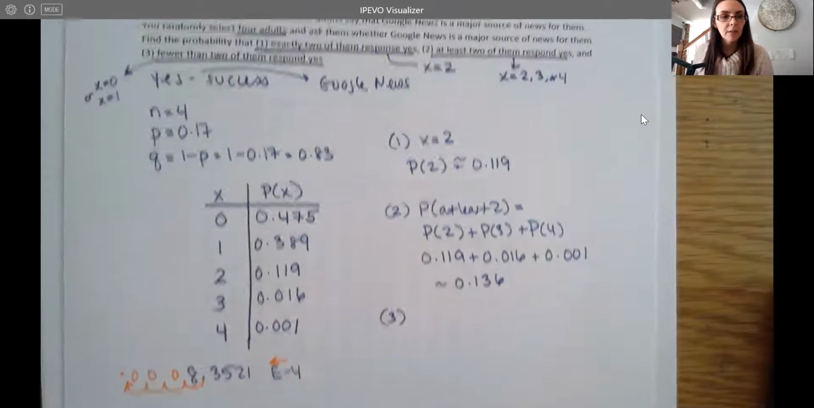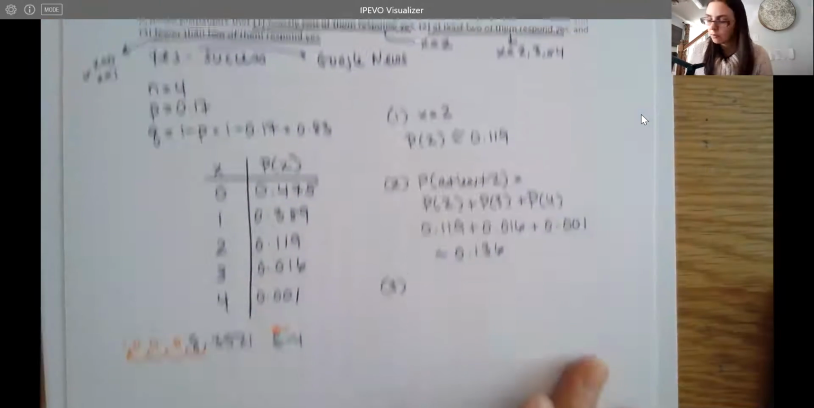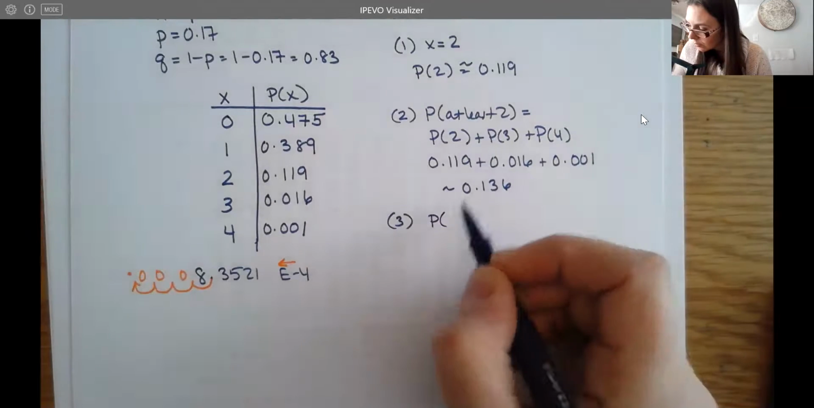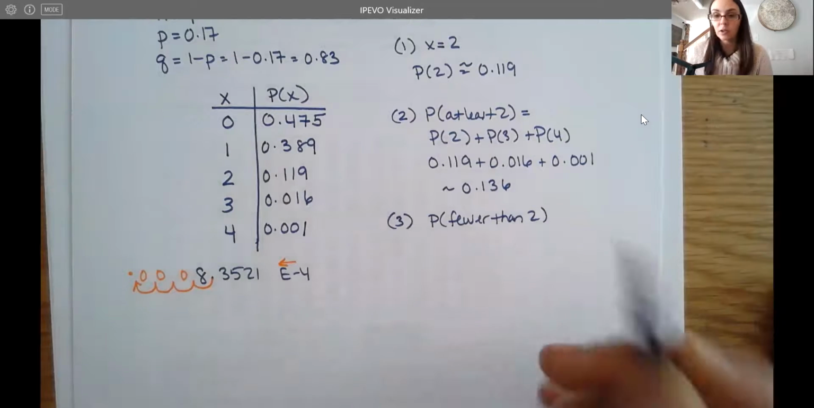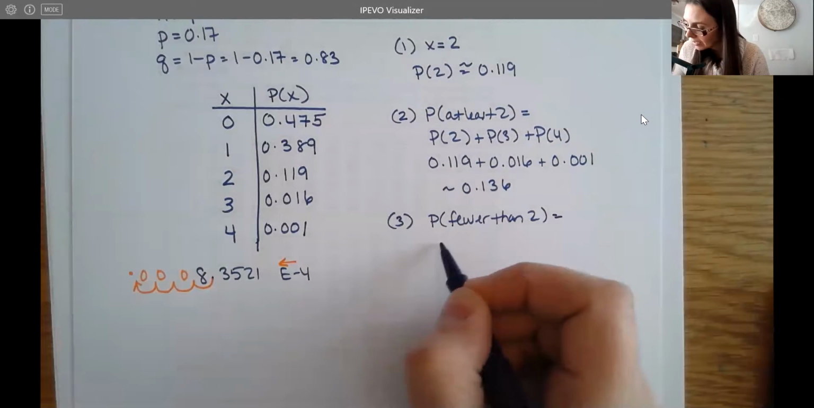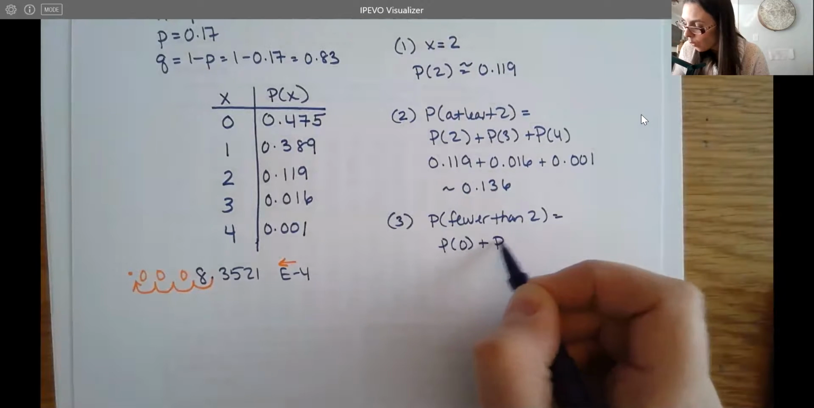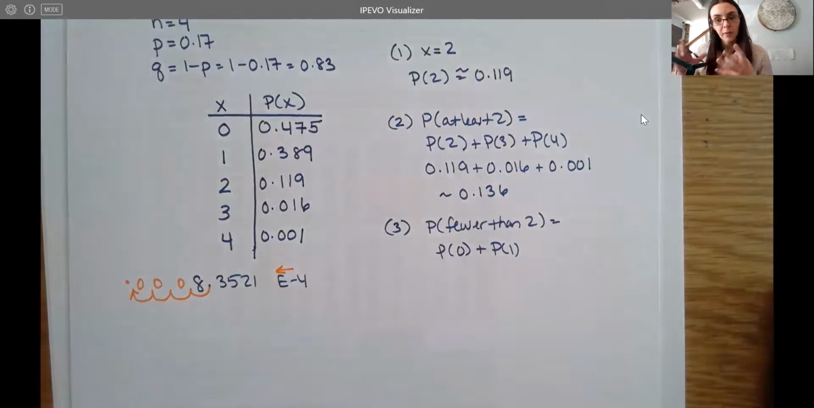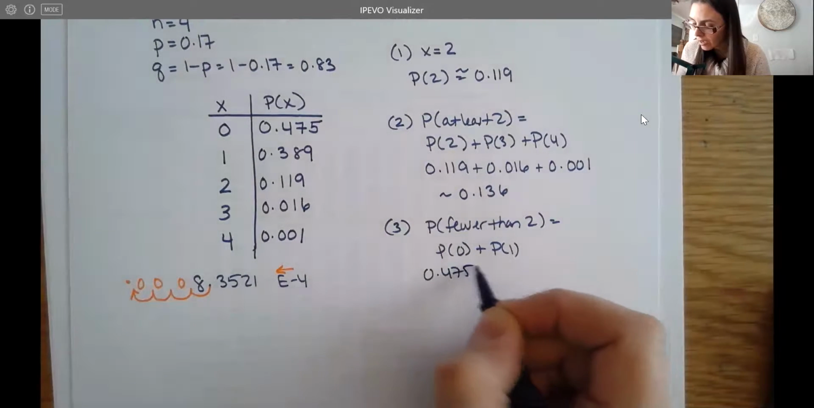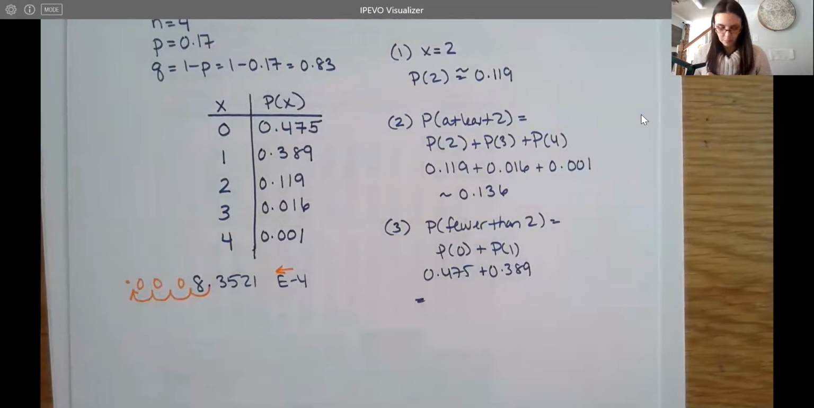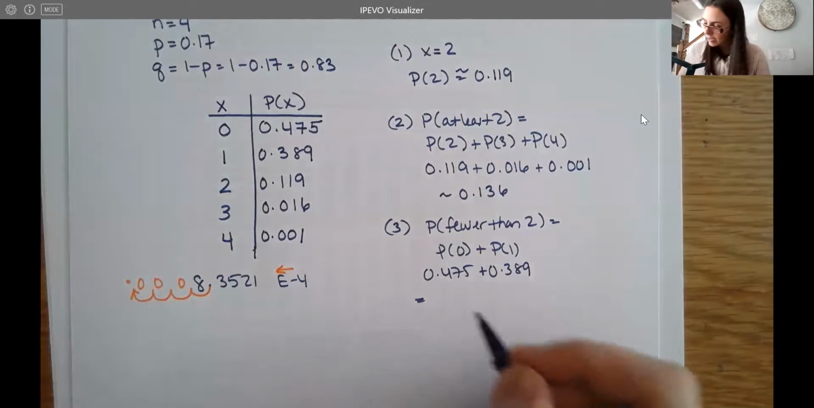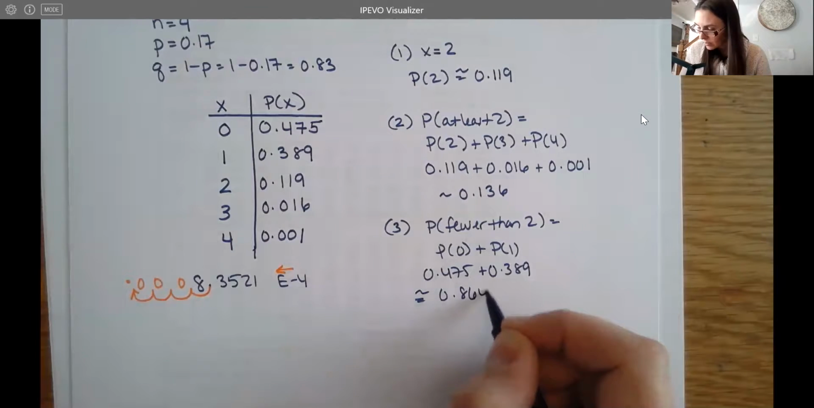And then the last one, I'm looking at fewer than 2, responded yes. Well, again, fewer means strictly less than. So you're looking at either 0 successes or 1 success. And again, because it's an or idea here, we're adding. So 0.475 plus 0.389. And again, I'm getting about 0.864.